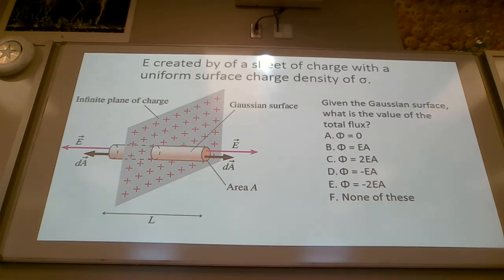Remember that when you have a plane of charge that's infinitely wide, the electric field is constant regardless of how far away you are. Right with that? Remember that? Factoid.